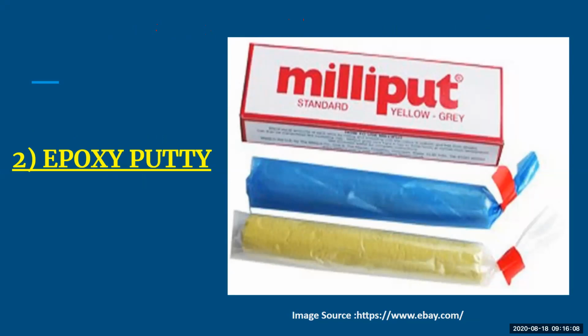It comes basically in two parts. There is the material itself, and there is a hardener. You have to combine these two together and make one mixture, and then you can apply it wherever you want. The most well-known brand which goes with this is Milliput. There are not many color options. There are just two colors, yellow and gray.